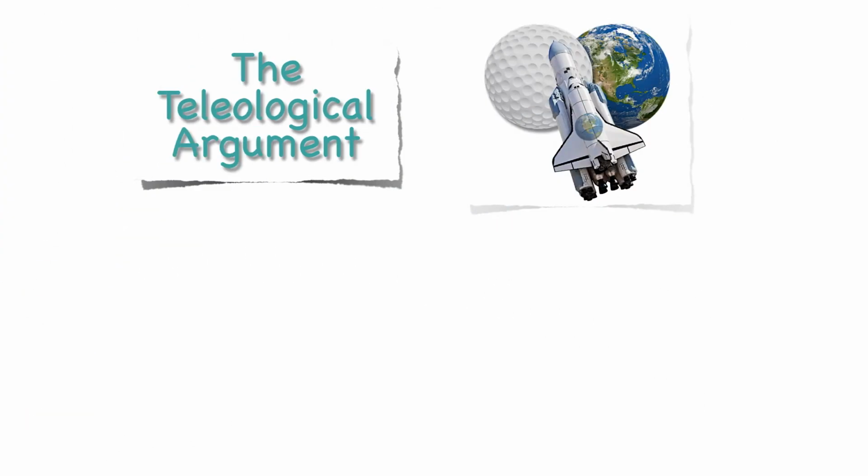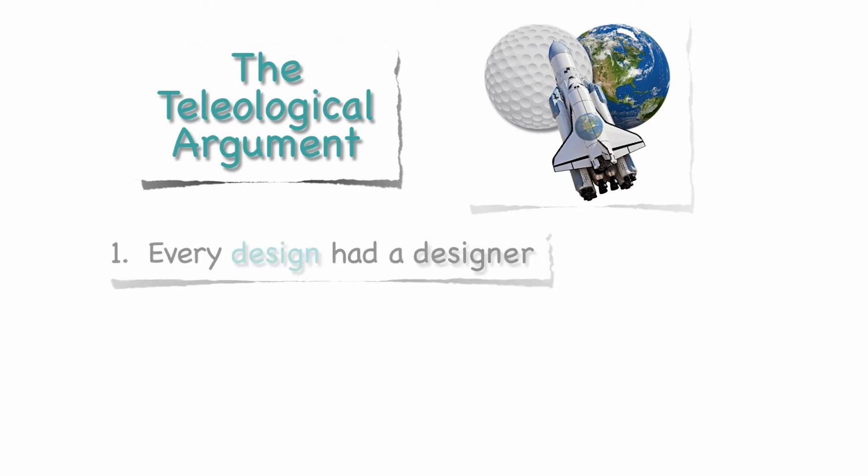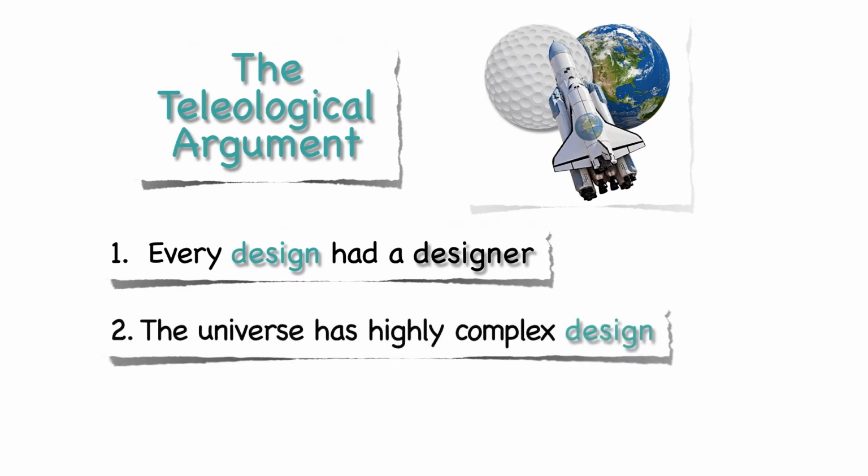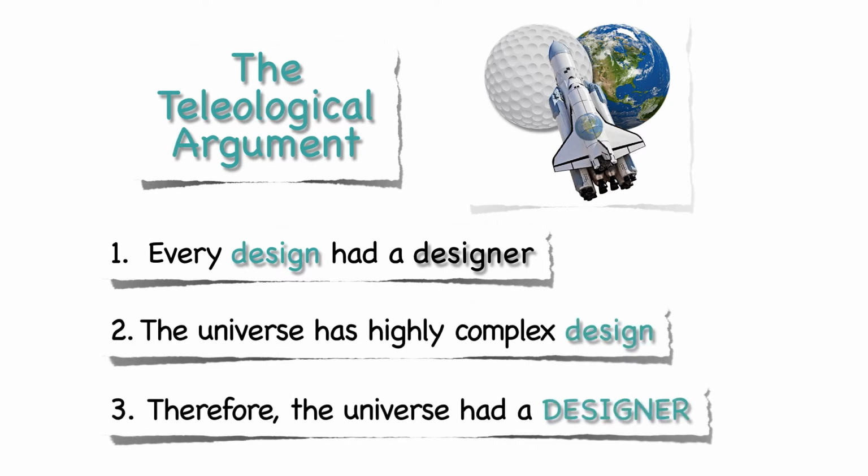Now let's look at the formal teleological argument. It states, number 1, every design had a designer. 2, the universe has highly complex design. 3, therefore the universe had a designer. Now we know that number 1 is true from our own observations. Something designed, like the golf ball, requires a designer.